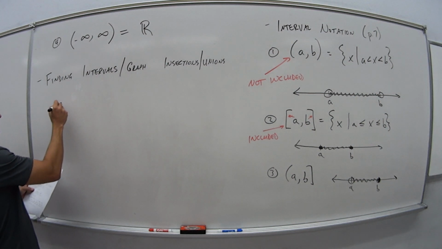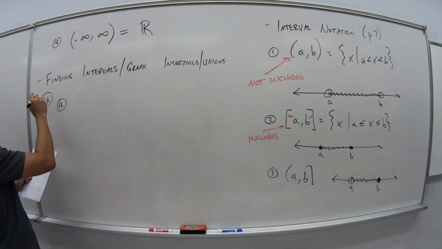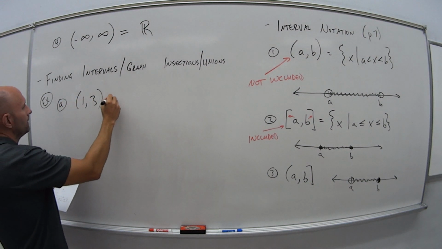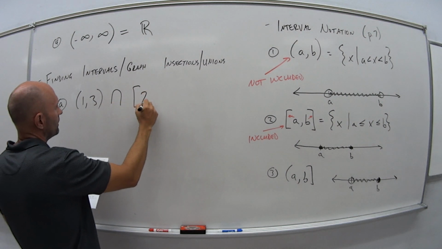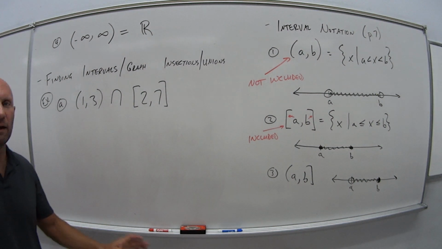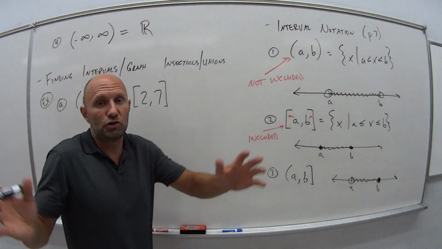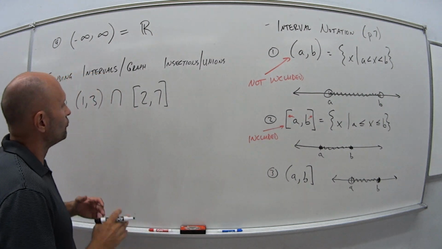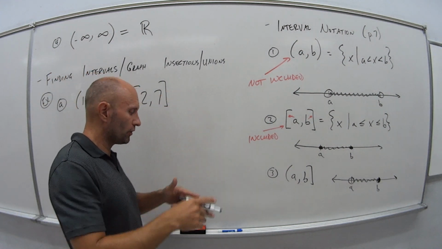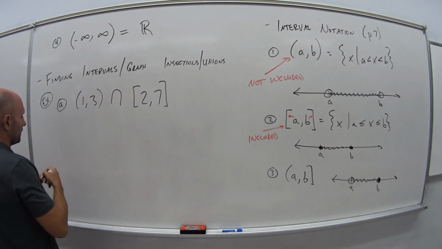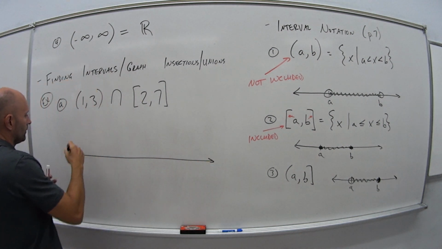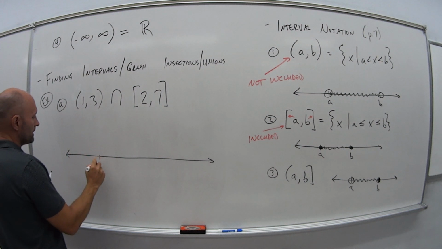So let's say, first example, if I have the open interval 1 to 3 intersect the closed interval of 2 to 7. So the best way to do this, and if I was you guys, this is how I'd be doing it: draw the number lines, and then compare. We want intersections, so that means what? Where is there an overlap? So the first one, so let me just give myself a number line to start here. So the first one is what? From 1 to 3.